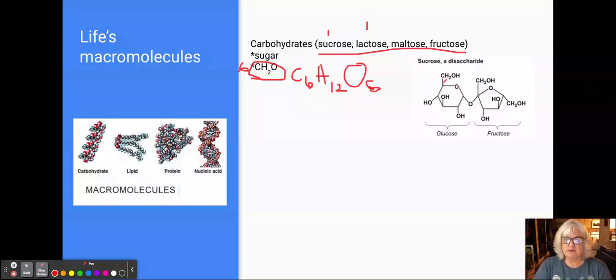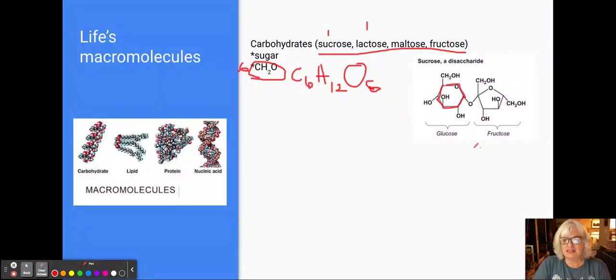A lot of times what we'll do is we'll draw the carbon rings as an actual ring. If you look at this, it is called a hexose, or it has 6 sides to it, hexagon. And everywhere that thing bends to make those 6 sides, that's a carbon. We just don't draw the carbons because we know what it is.